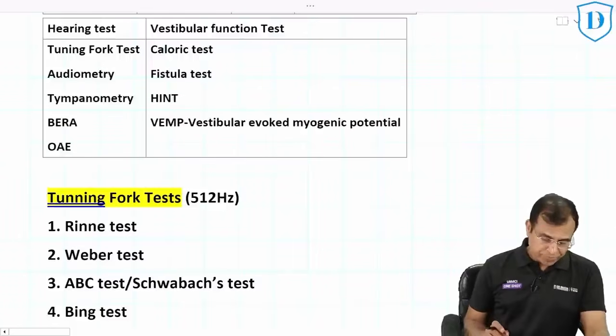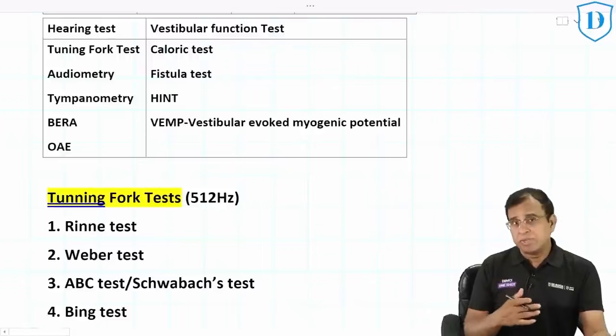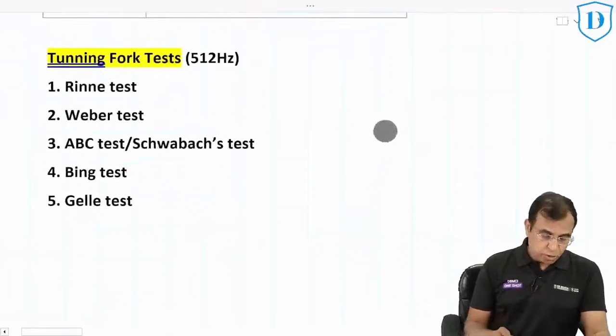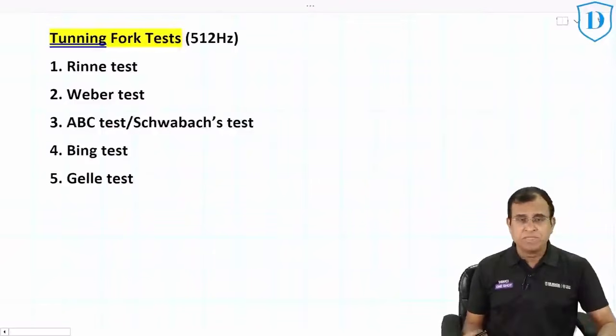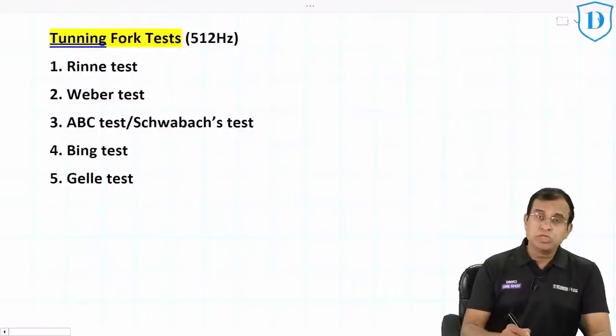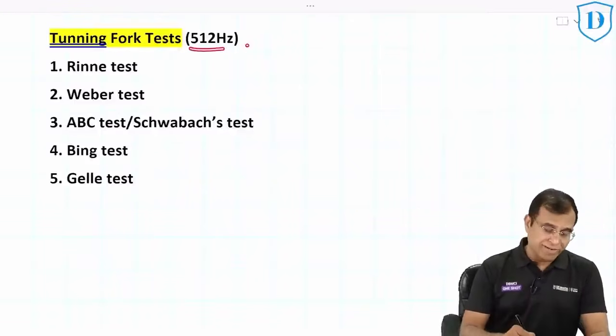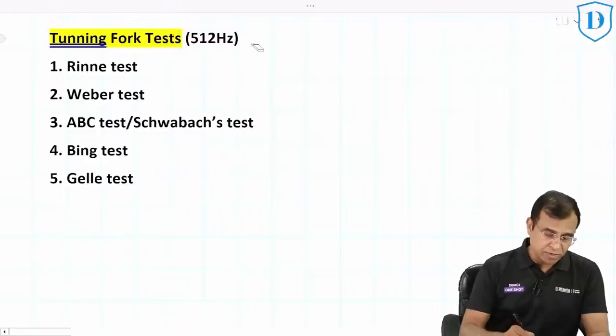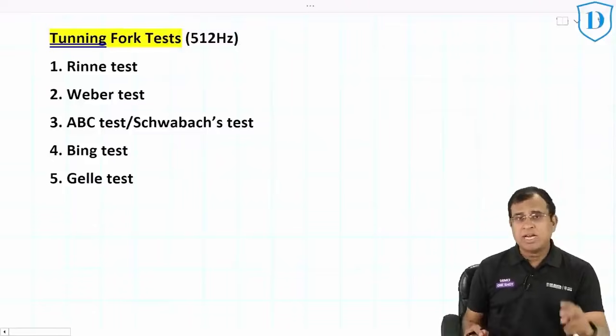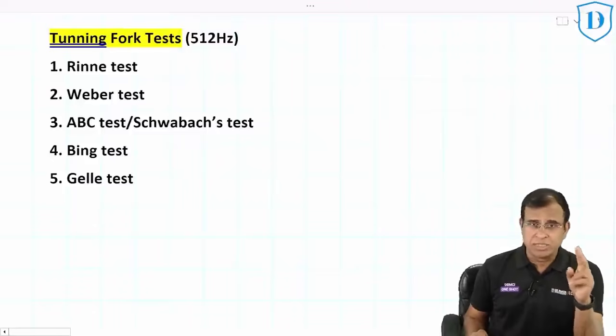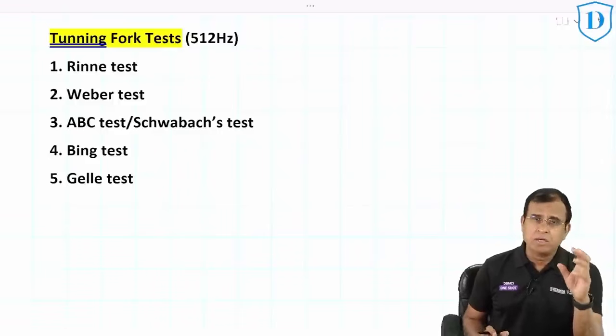In the meanwhile, among the hearing tests, all of them are important. Now tuning fork, these are the important names that you have to know. And the most commonly used frequency in a tuning fork test is 512 Hertz. The frequency is given here. Now I'll ask you 2 questions. Please answer these questions. Let's see how many of you get it correct. These are 2 questions from tuning fork which are very, very commonly asked in the exam.